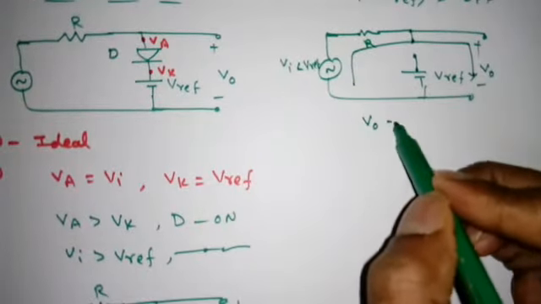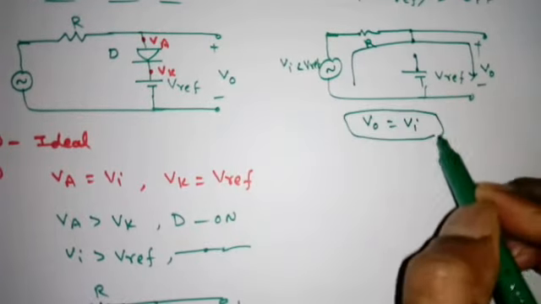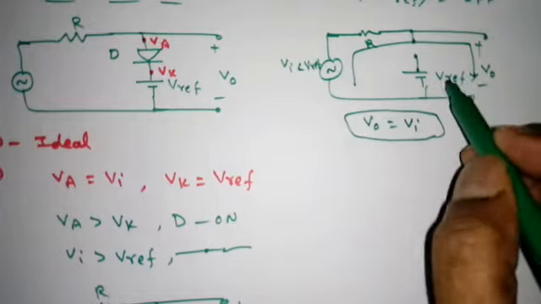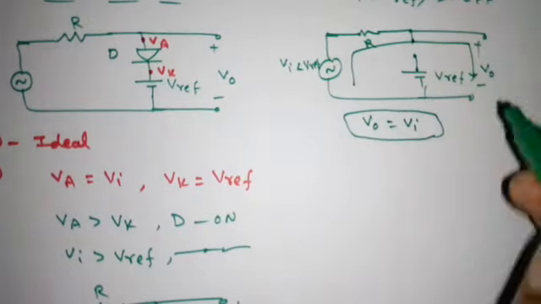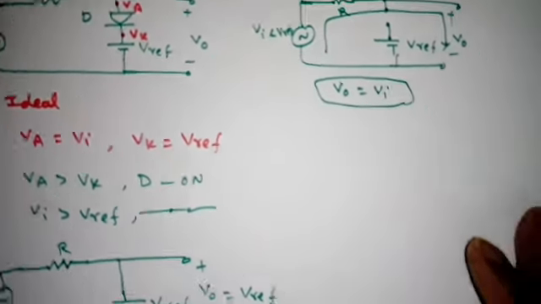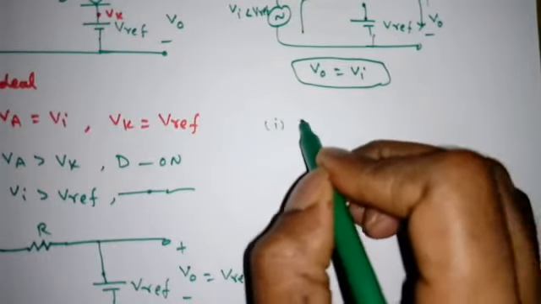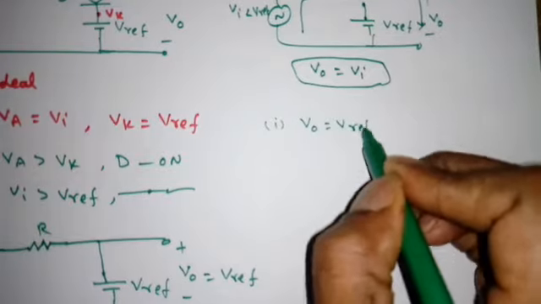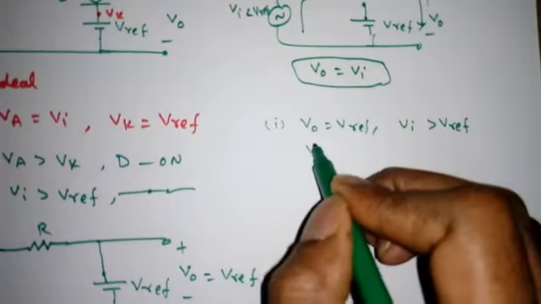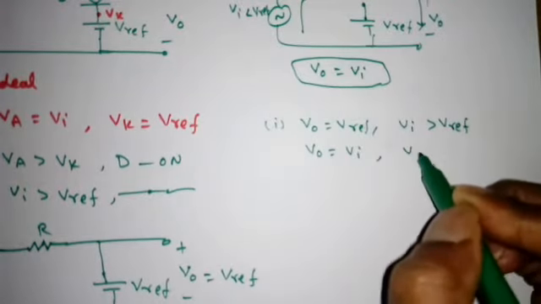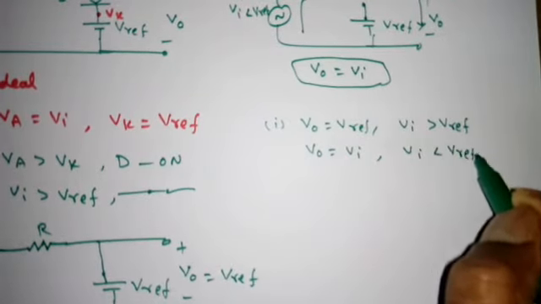So what is V0? Simply Vi only, right? So don't apply the KVL here because it is open circuit, so no meaning at all. So apply KVL like this. That's it. So the first condition is V0 is equal to V reference when Vi is greater than V reference. V0 is equal to Vi when Vi is less than V reference.